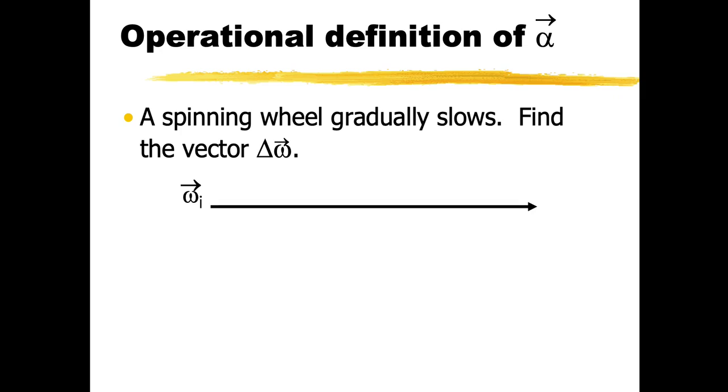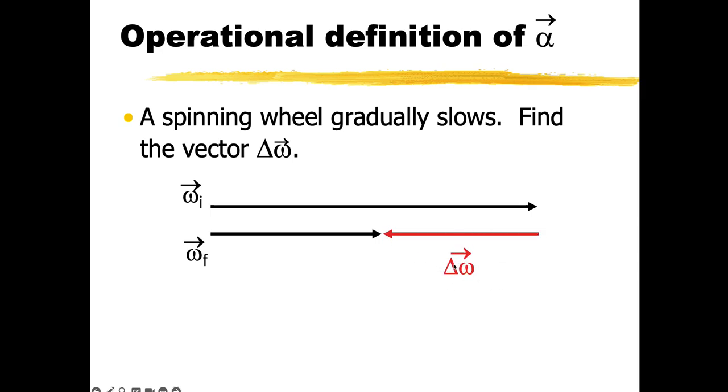Right, so this is kind of spinning into the page on the bottom and out of the page on the top, like above it, right? Okay, but if it's gradually slowing, then the omega is going to get shorter, still spinning in the same direction. So here's the initial omega, here's the final. Well, what's the change in omega? It's this thing, of course, right? If I went from here to here, I have this vector that shows me what delta omega is.